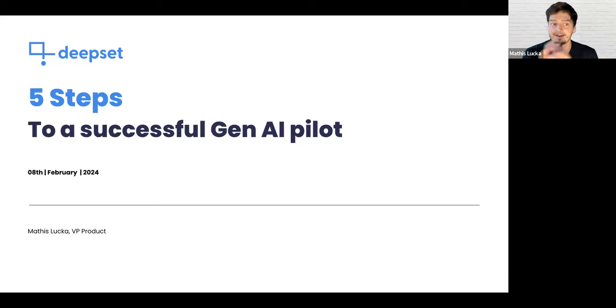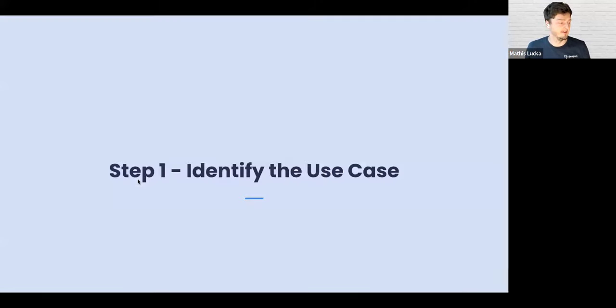But this year, it's actually time to get sober because we still don't see many AI applications in production, and people are realizing that building a production-ready AI system is actually hard. So that's why I'm going to share 5 steps to cure the hangover and to get your AI initiatives off the ground. And I want to start with step 1.